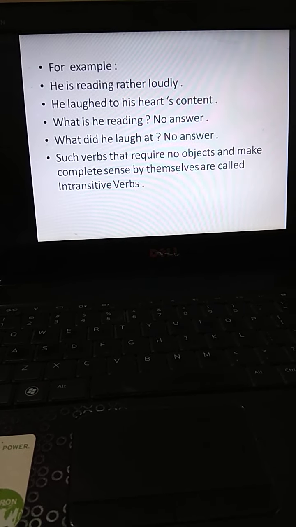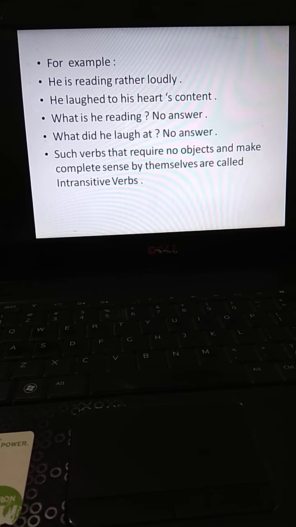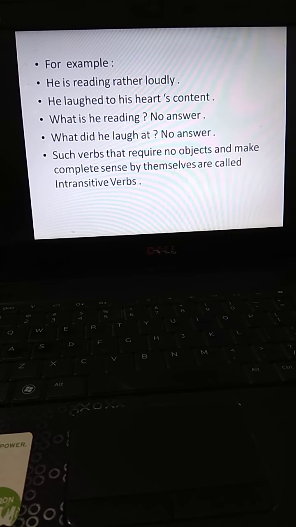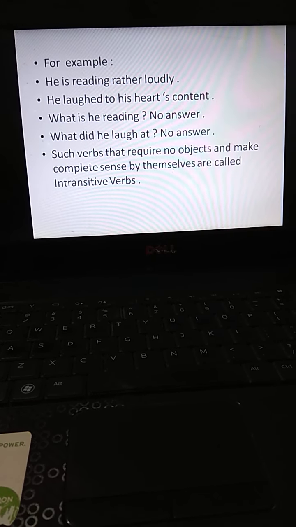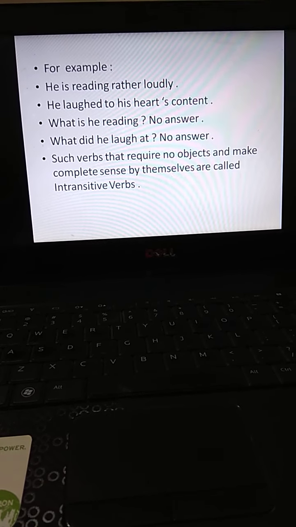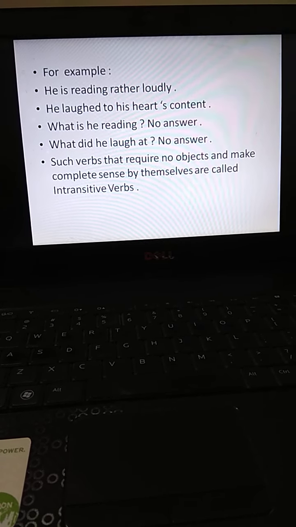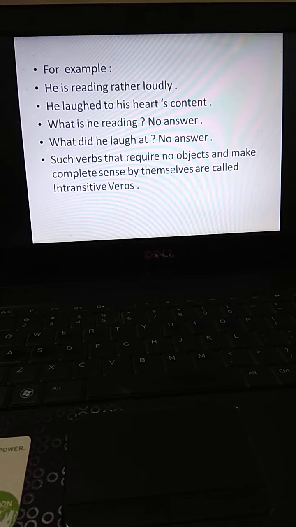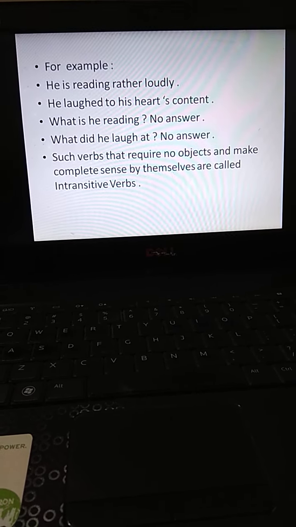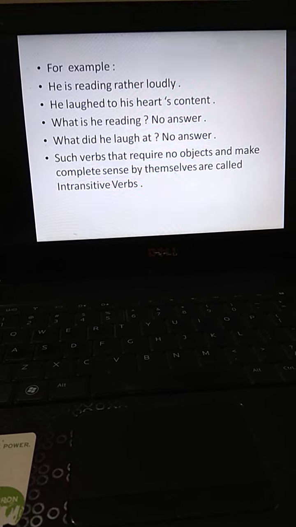In such sentences where the verb does not have any objects, the verbs are said to be intransitive. An intransitive verb shows an action which does not pass on to a noun or a pronoun. Verbs that require no objects and make complete sense by themselves are called intransitive verbs.